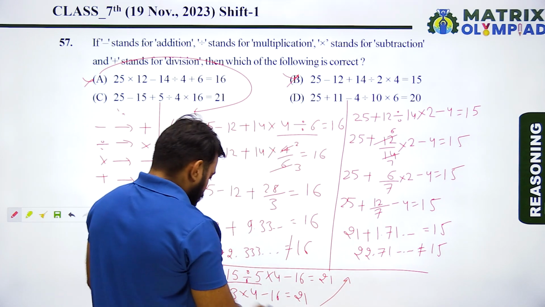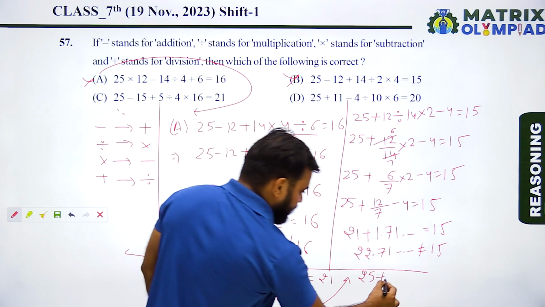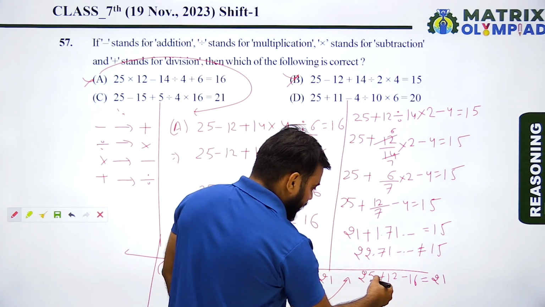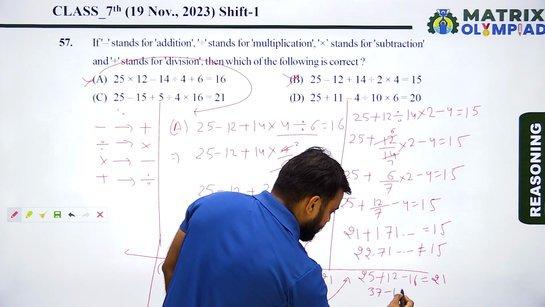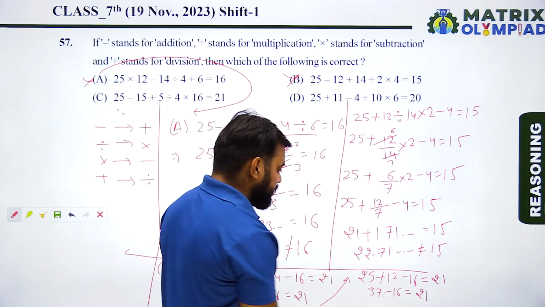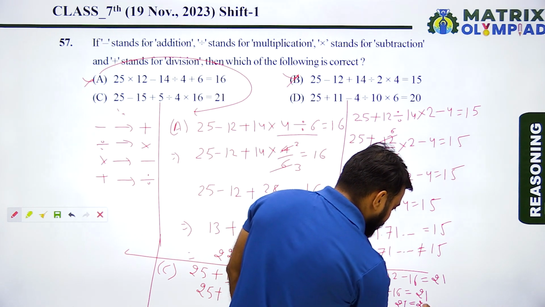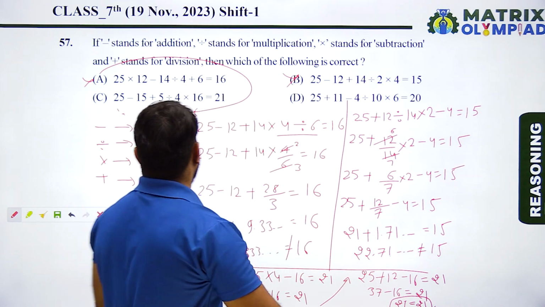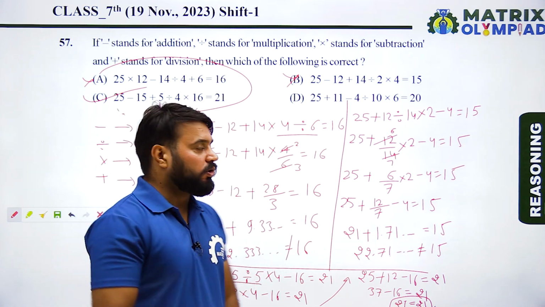Now 25 plus 3 multiply by 4, it means 12 minus 16 is equals to 21. So 25 plus 12, it means 37 minus 16 is equals to 21. 37 minus 16, it means 21. 21 is equals to 21. Yes, 21 always equals to 21. So here option C is the correct answer of this question. So let's move on to the next question.